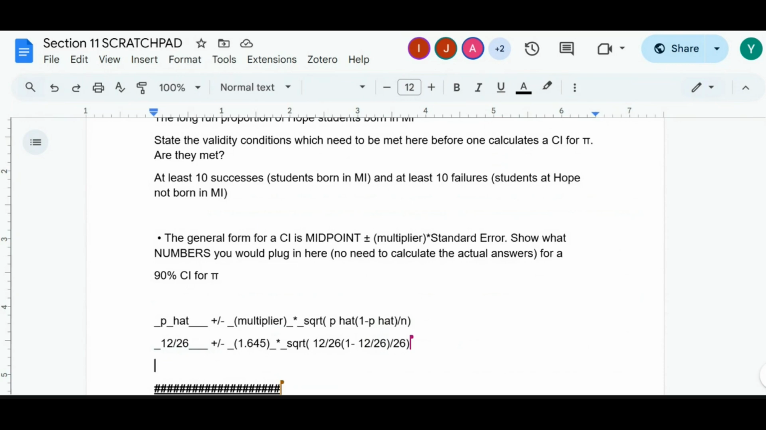Are you all bothered by this plus minus? No, right? The minus gives you one side and the plus gives you the other side. That's it. It's just a shorthand way of saying two things at once. Okay, show what numbers you plug in.